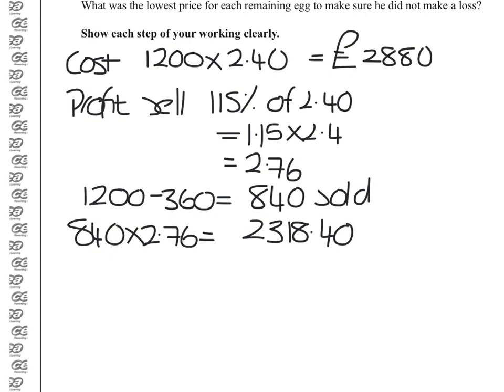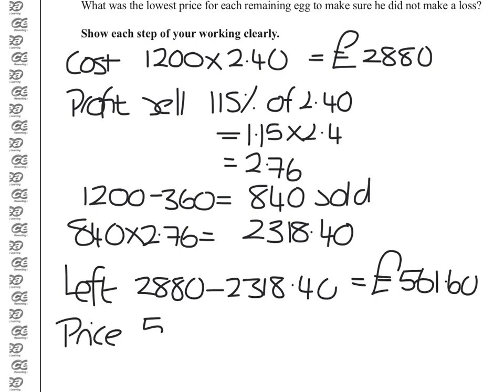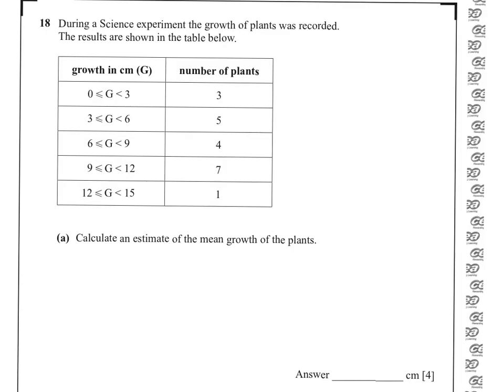So the left to make then is the 2,880 minus the 2,318.4, which is £561.60. So the price per egg will be the £561.60 divided by the 360 eggs that he has left, and that means he has to sell each egg for £1.56.